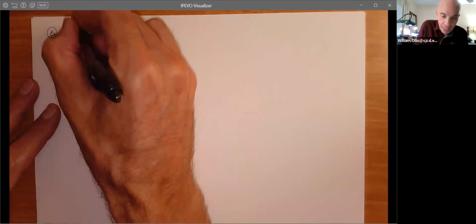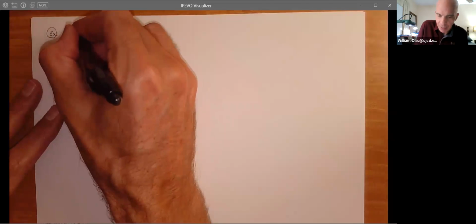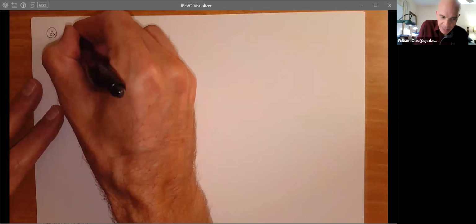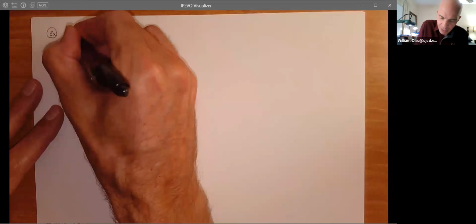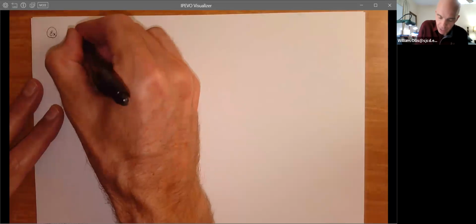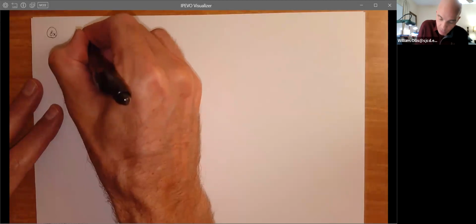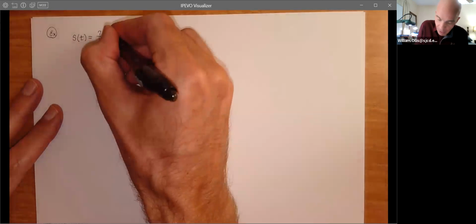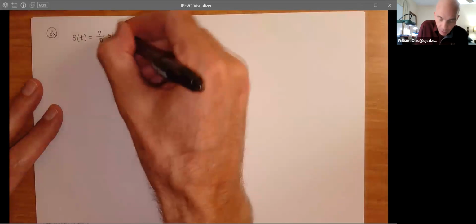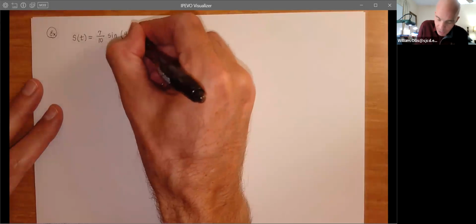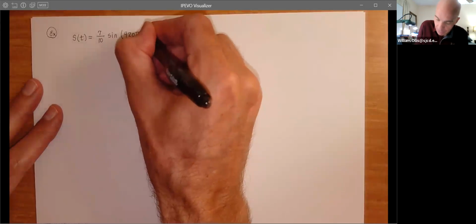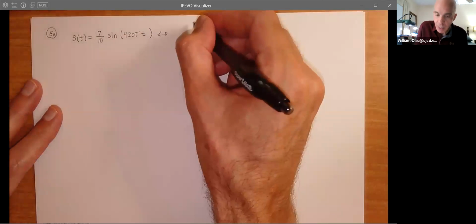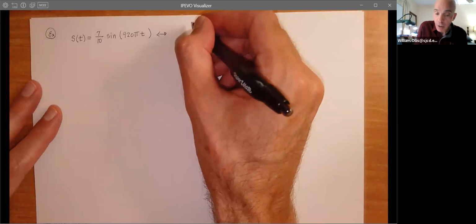We have the displacement. They use a V. I guess I should really write this as S, because they use V in the word problem, but then that makes you think velocity. So I'm going to use S. I'm going to say S of t equals 7/10 sine of 920 pi times t. And this corresponds to displacement as a function of time.